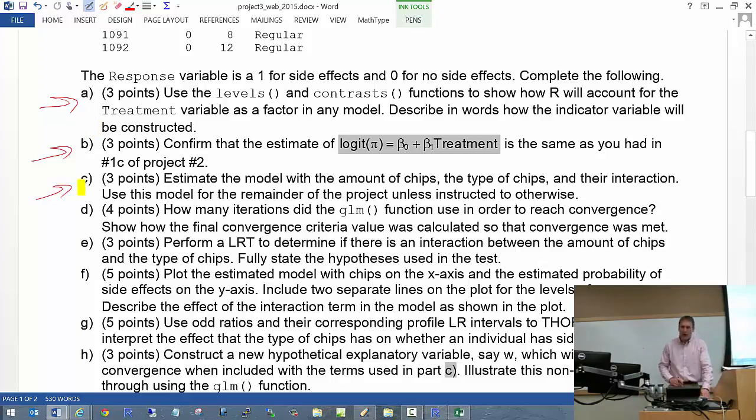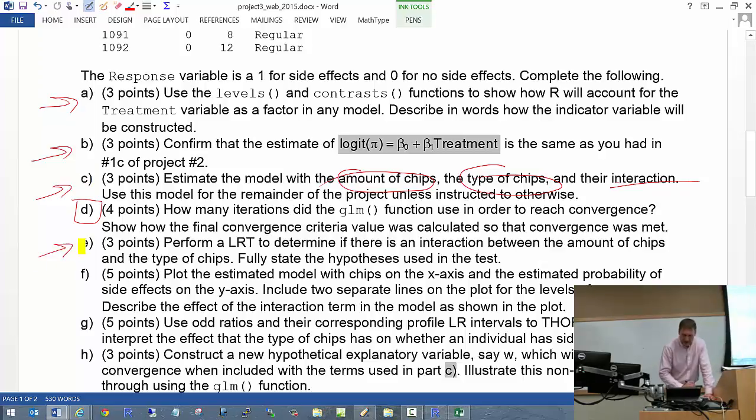Part C. Okay, now this gets into the modeling with the amount of chips. So take the amount of chips, the chips variable, type of chips, that's the treatment variable, and their interaction, put them in a model, estimate the logistic regression model, and state the model correctly. Part D relies on this next section that we're going to start shortly, so I'm not going to discuss it right now.